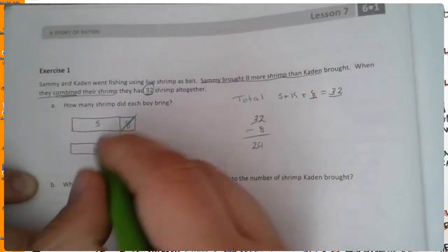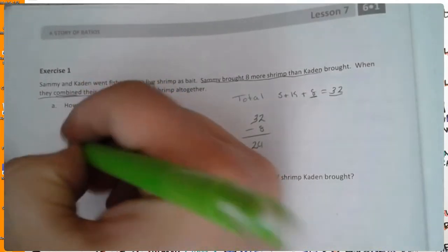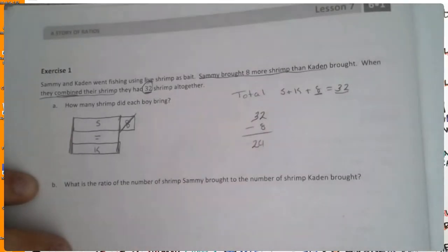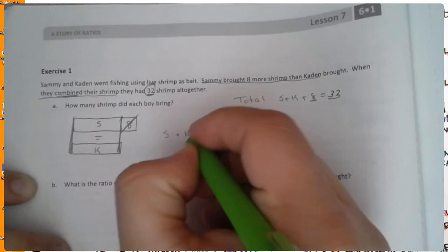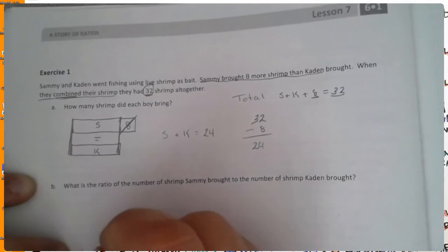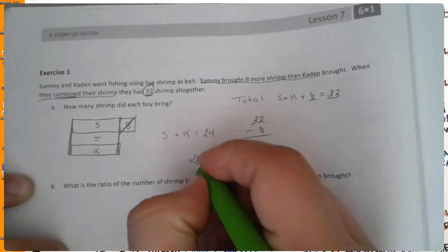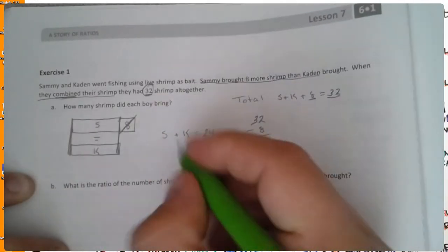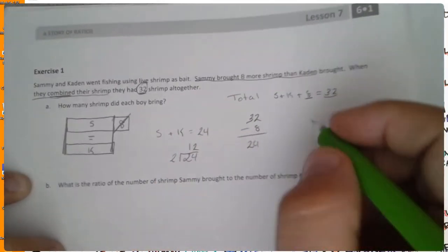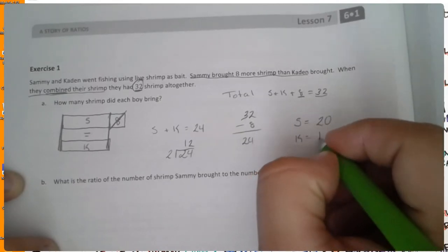But now, if you noticed, Sammy and Caden are going to be, well, if I could actually draw right, equal to each other. So Sammy and Caden brought the same number of shrimp. So Sammy's amount plus Caden's amount is going to equal 24 shrimp. So we had 2 people that brought 24 shrimp with them. And they brought the same number of shrimp at that point. So all we got to do is take 24 and divide it by the number of people that brought shrimp, which was 2. So each person brought 12 shrimp. Okay. So Sammy in total brought 20 shrimp, and Caden brought 12 shrimp.